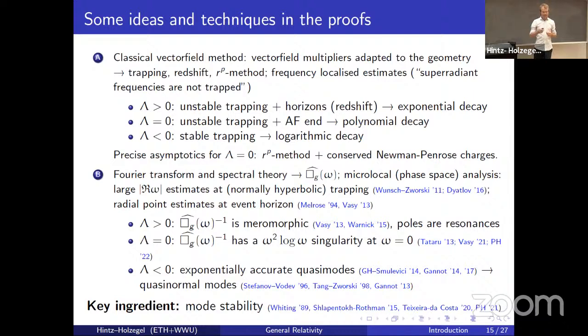In the case lambda negative, I already discussed the construction of quasi-modes and quasi-normal modes. In both approaches, a key ingredient is the aforementioned mode stability, so the absence of these purely oscillatory or exponentially growing solutions to the equation, which was originally proved by Whiting with some follow-up work.